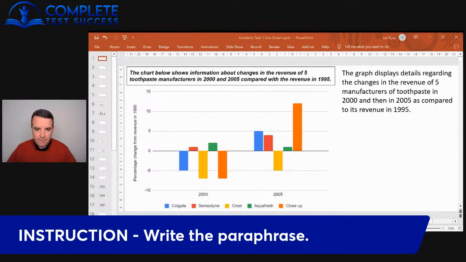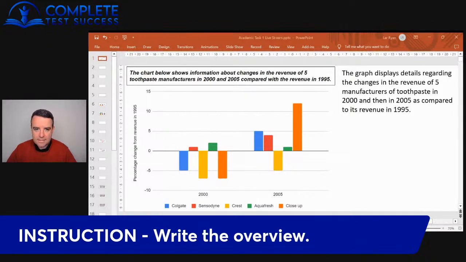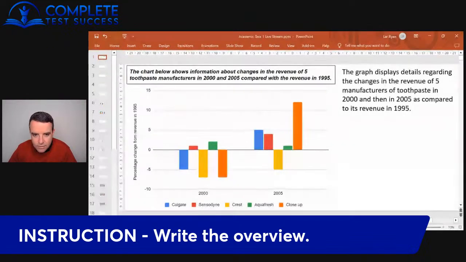Okay, so we have the paraphrase on the screen. The next thing we want is the overview. I'm not going to go into detail. This is actually an unusual question in that normally we're not looking at data compared to a year that's not on the chart. So we have the year 2000 and the year 2005 on the chart, but this is not the data for those years. It's the data in comparison to 1995. So it's an unusual question.